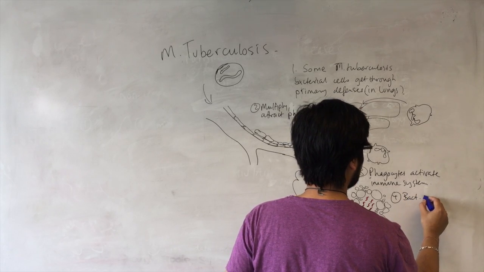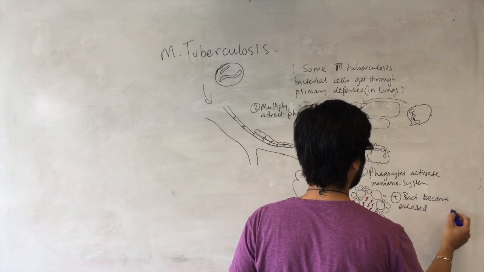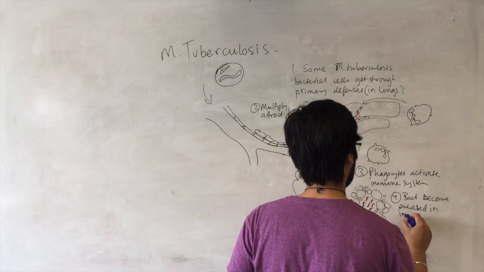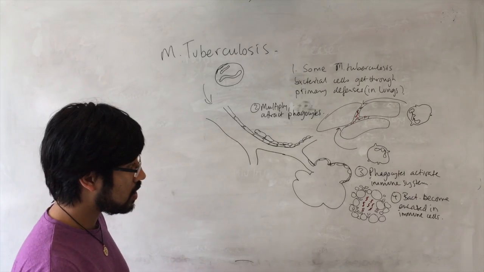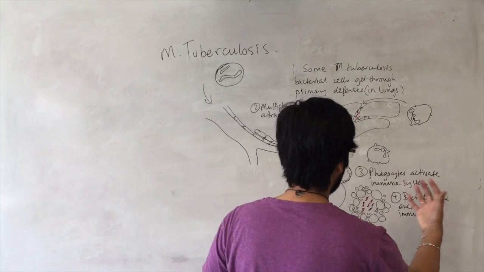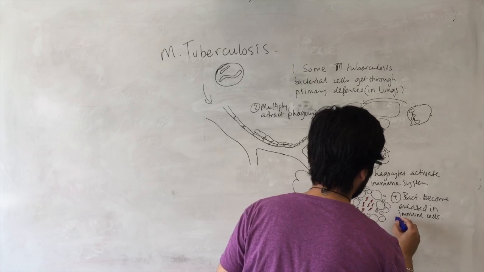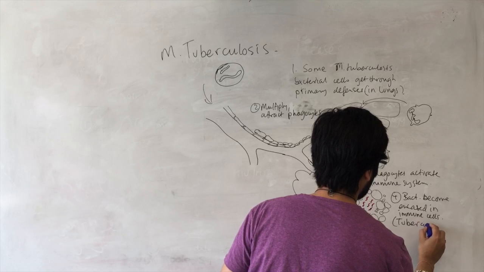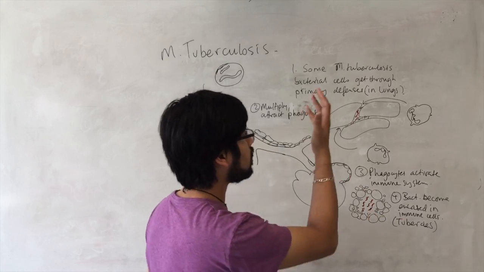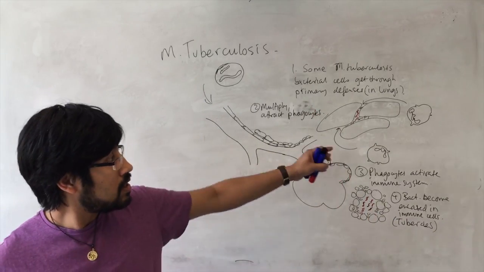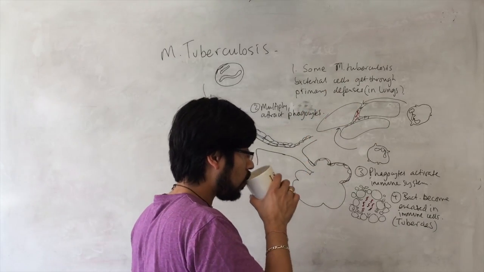So the bacteria become encased in immune cells, okay? Lymphocytes, phagocytes, they become surrounded by them in a structure called tubercles. Tubercles, and these are visible under the microscope, hence probably why the disease, the bacteria, was named tuberculosis.